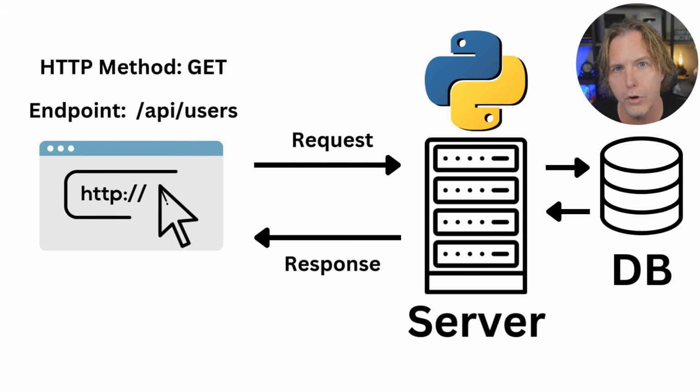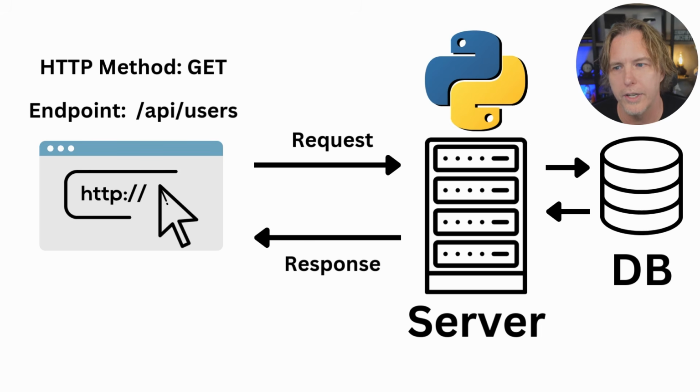Now, you may have heard of those different methods. They're called CRUD methods, which stands for create, read, update, and delete, but the HTTP methods that go with them aren't the exact same words. So get is the read, post is the create, update is usually put or patch, and delete is actually delete.